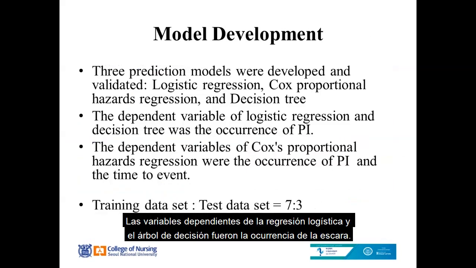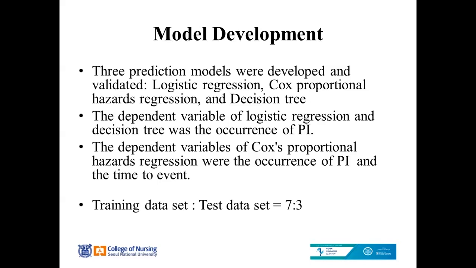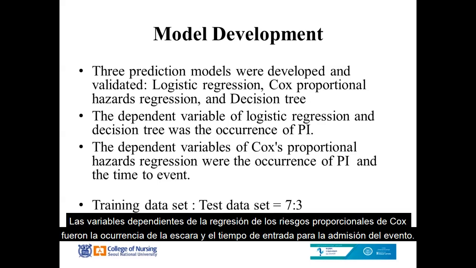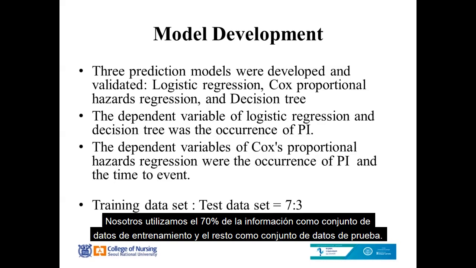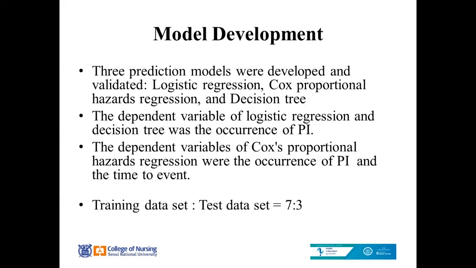The dependent variable of logistic regression and decision tree was the occurrence of pressure injury. The dependent variables of Cox proportional hazard regression were the occurrence of a pressure injury and the time to event from admission. We used 70% of data as training data set and the rest as test data set.